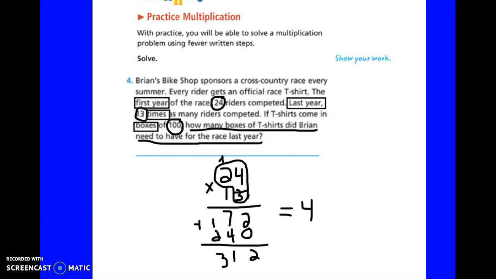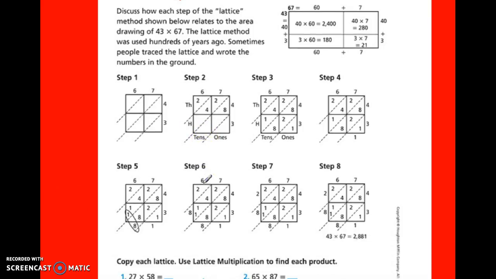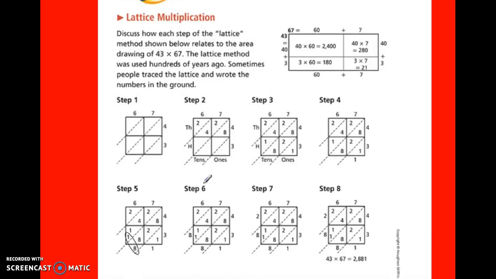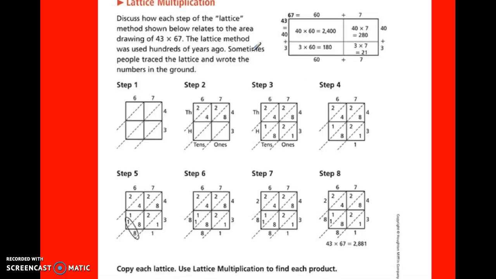All right, the last thing I wanted to show you is this method called the lattice method of multiplication. Now this is just an additional method. You don't have to use this, but if you want to try it, it actually was used hundreds of years ago, and some people believe they've even traced it to people writing it into the dirt when they were first using multiplication. So it's kind of a cool historical thing to learn.